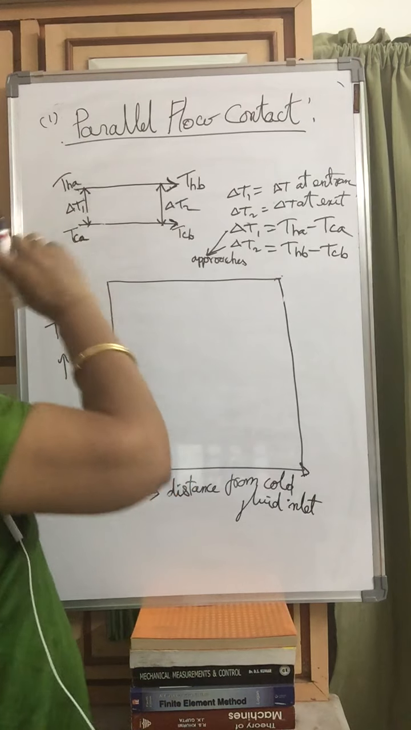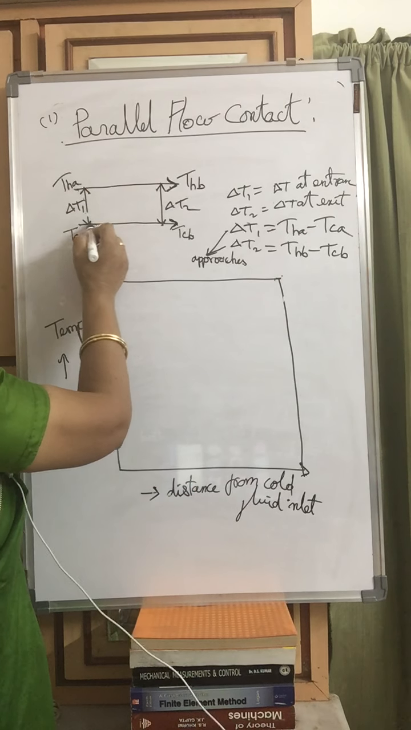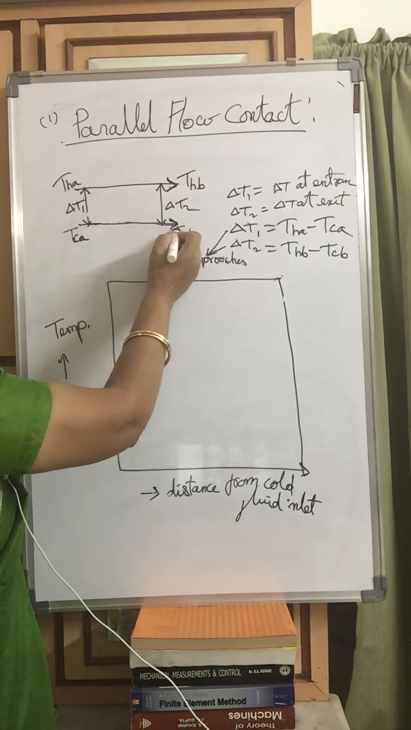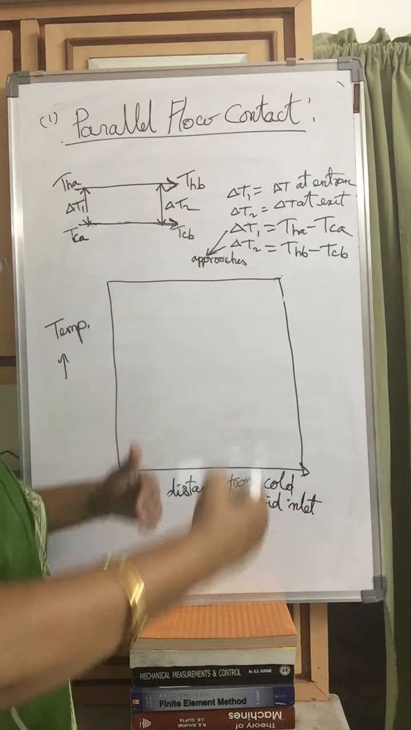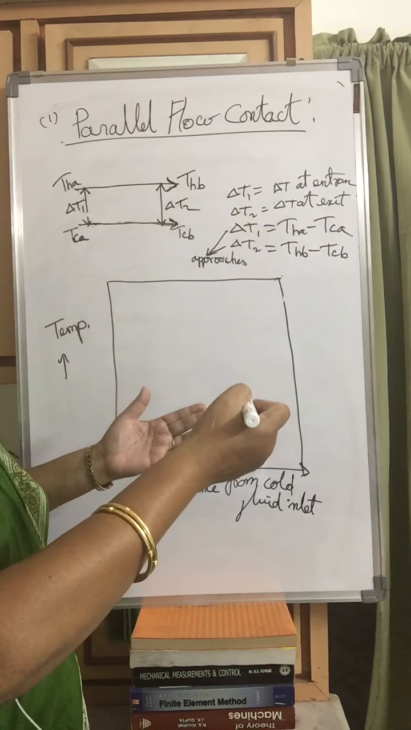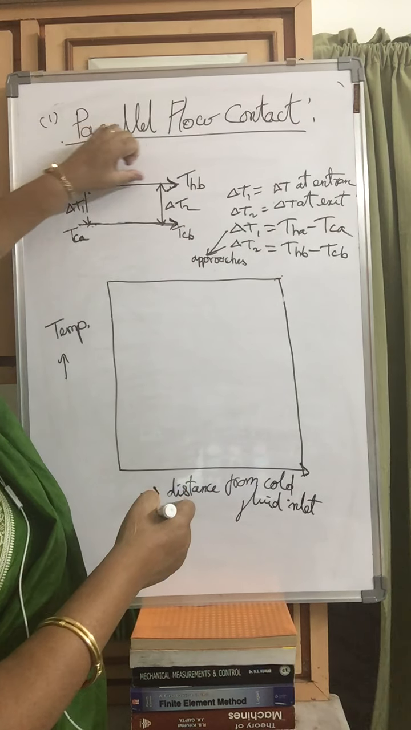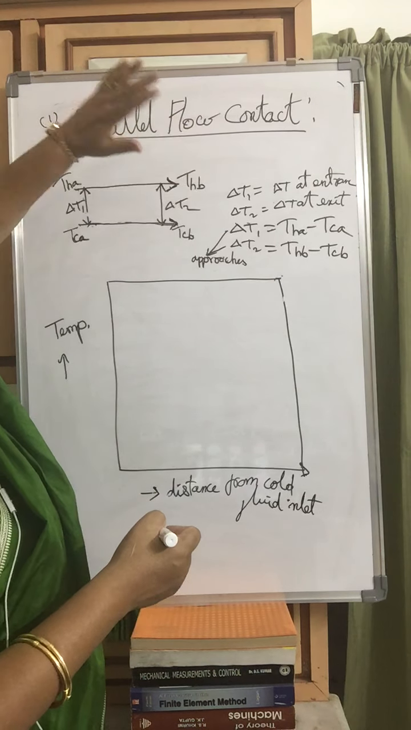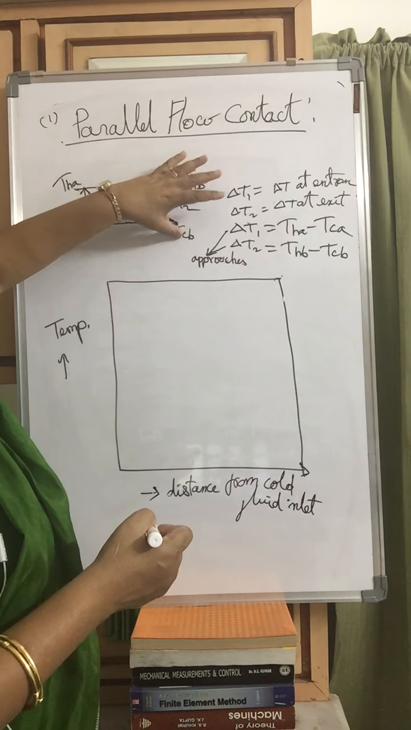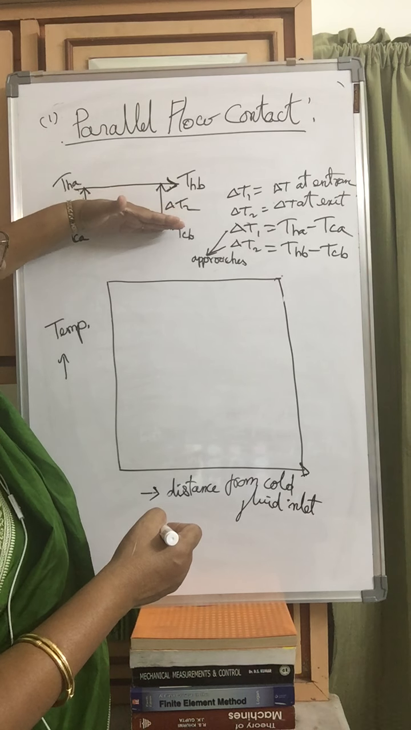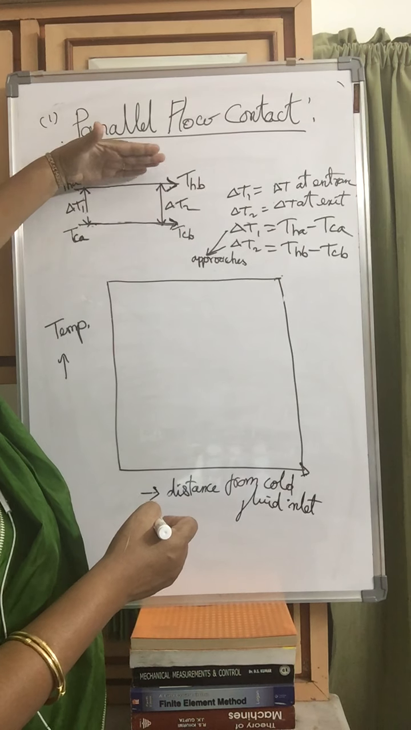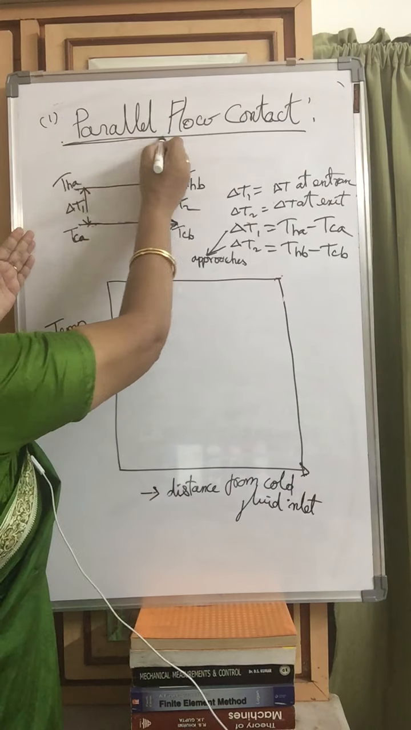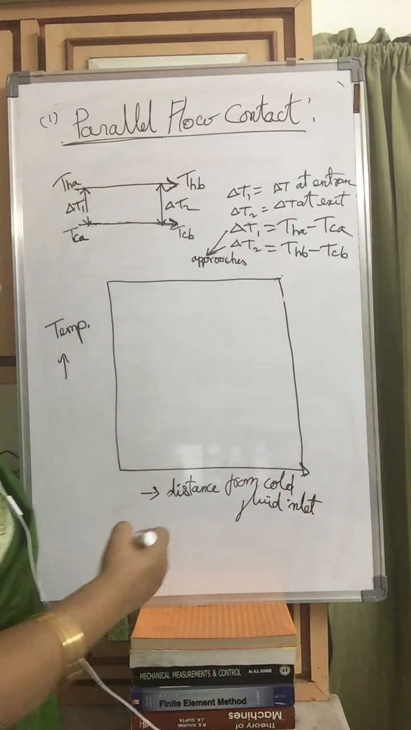Now, one more point in this diagram: always draw the cold fluid line first. Cold fluid temperatures are lower than hot fluid temperatures. That is why the upper line is always for hot fluid, because THA and THB are higher than TCA and TCB. That is why first draw the cold fluid line and then the hot fluid line above it. Now for parallel flow, we are going to draw this diagram.